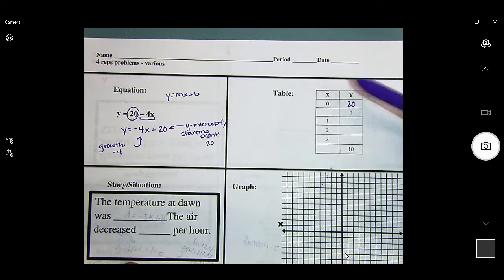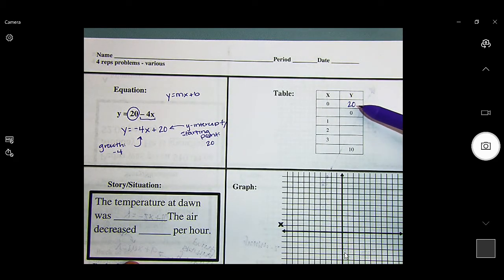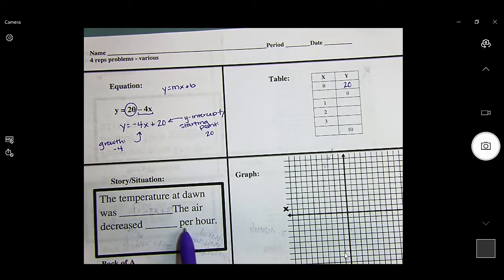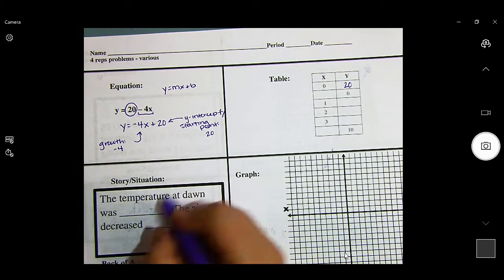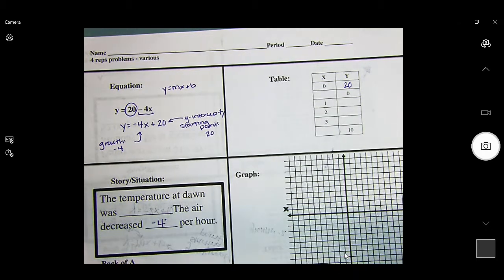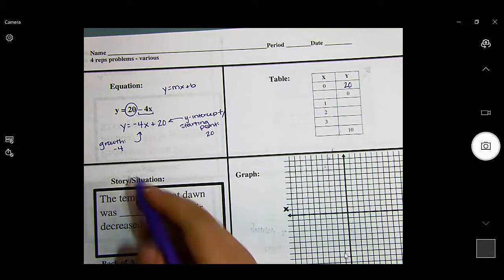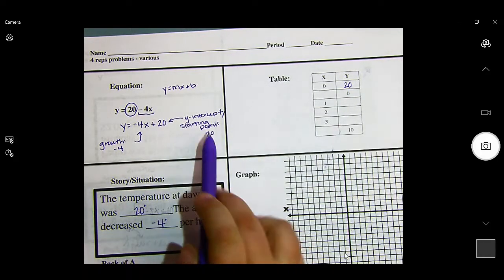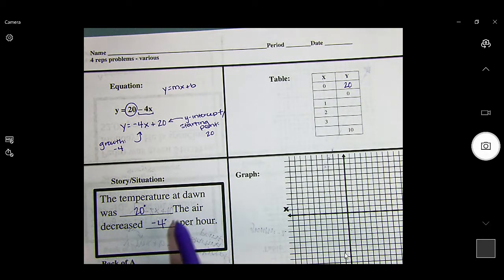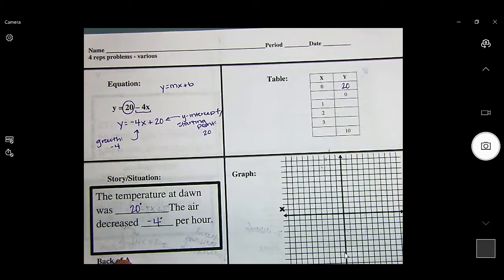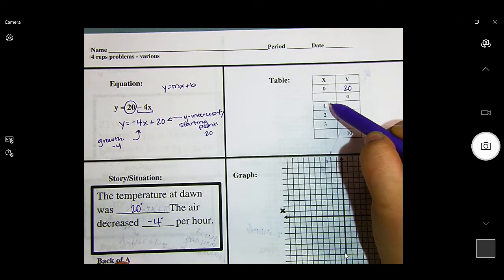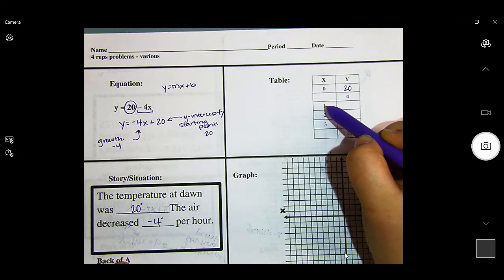So if at 0 it is 20, and if I read this problem, it looks like we're decreasing per hour. Okay, so that means I am decreasing 4 degrees per hour. The temperature at dawn, that's my starting point, was 20 degrees. So my starting point is at 20, and I'm going down 4 degrees per hour. So that means 1 hour later, careful, we got to skip this one for right now because this is saying when y is 0, when I don't know what x is. So let's skip down here to this x equals 1.